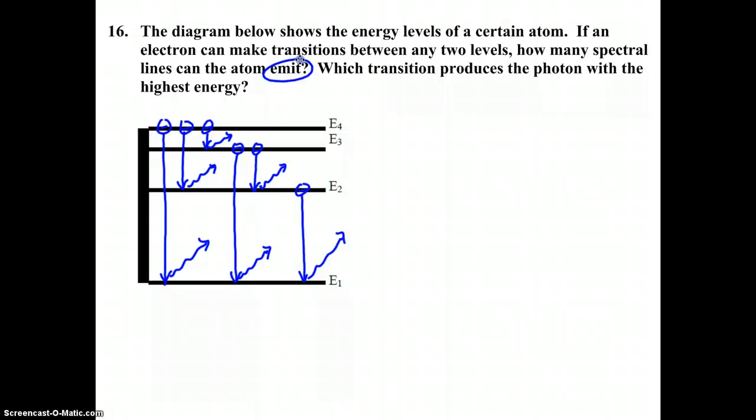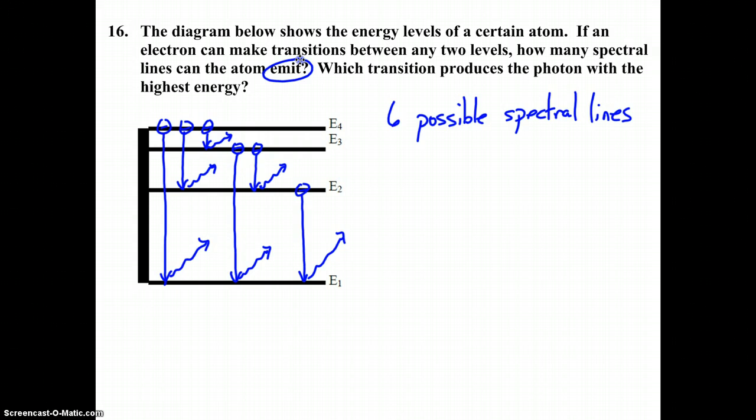So this is it. How many total spectral lines? 1, 2, 3, 4, 5, and 6. So 6 possible spectral lines, okay, in this energy level diagram.